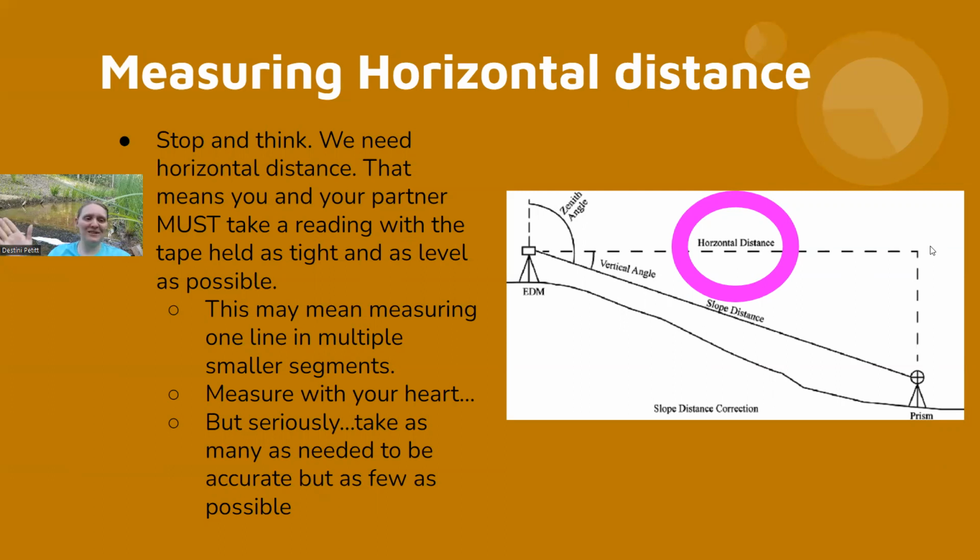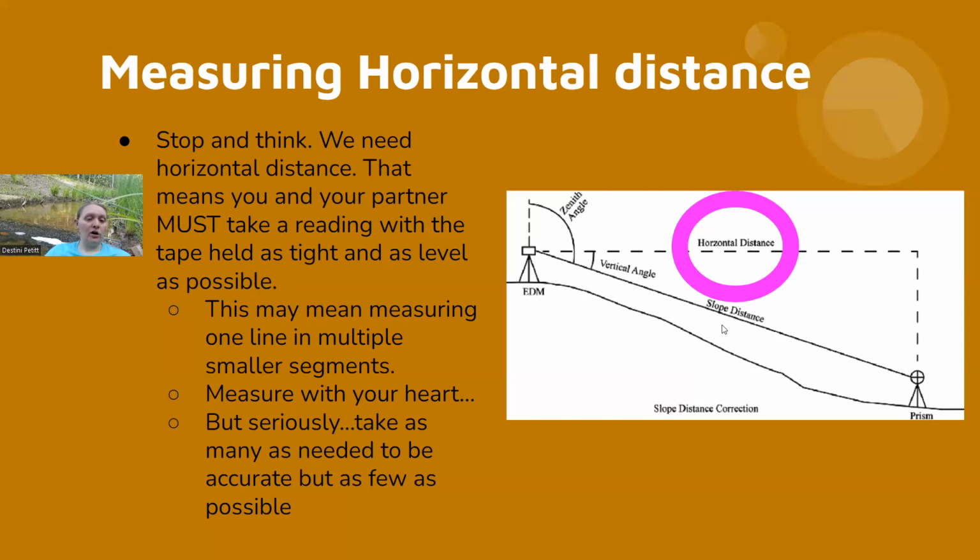So whoever's the tallest person in the group should be downslope so they can hold that tape measure up in the air, right? And so this may mean that you have to measure one line in multiple smaller segments, especially if your slope is really sloped, right? There's nobody that's going to be 10 foot tall that can hold this up 10 foot, right? We just can't do that. So we might have to break up our slope into different segments.